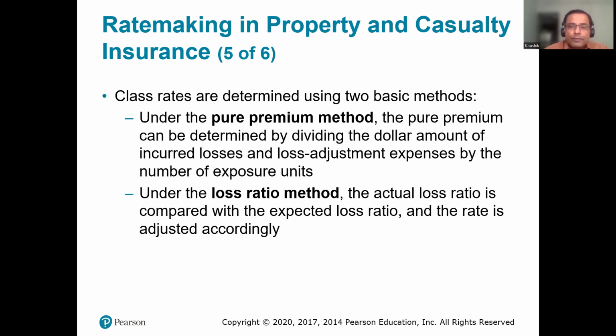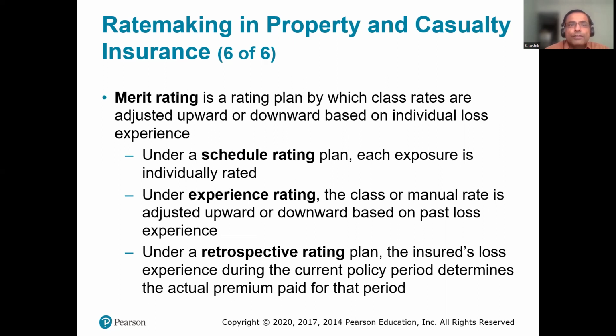So for class rates, we have two methods to determine the rate. One is the pure premium method. So in this case, the total losses incurred plus the adjustment expenses are divided by the number of exposure units. And that gives us an average figure, and that is used as the rate for a particular loss. And in the loss ratio method, actual loss is compared with the expected loss ratio, and the rate is adjusted accordingly for the loss.